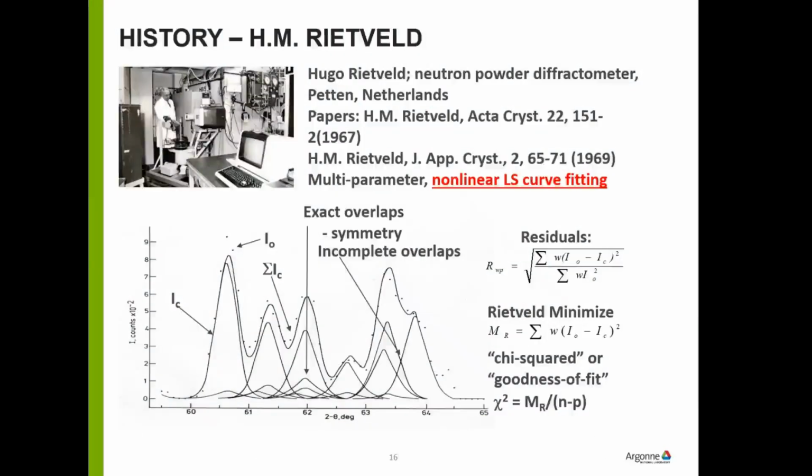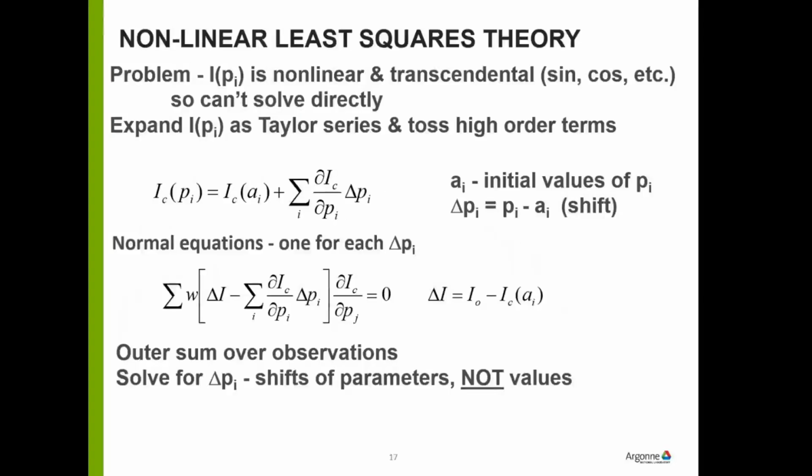Refinement in GSAS-II, you saw this. I'll tell you what, since lunch is here, I'm going to skip the stuff about least squares. You can study that on your own. But the point is, it's non-linear least squares, which means you have to cycle around, because what you're actually determining in the least squares is the shift in the parameters, not the values of the parameters.